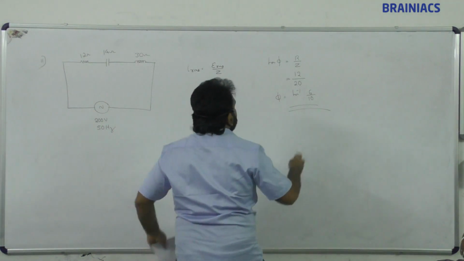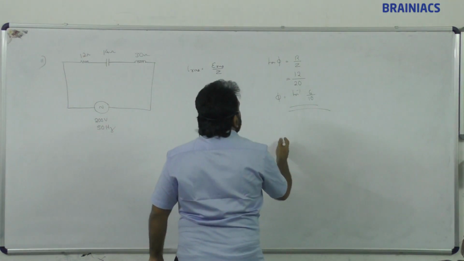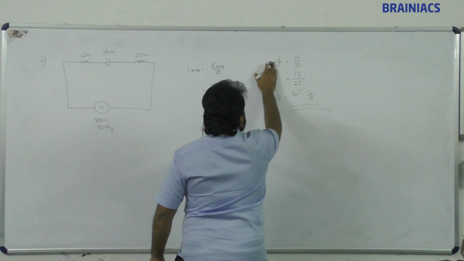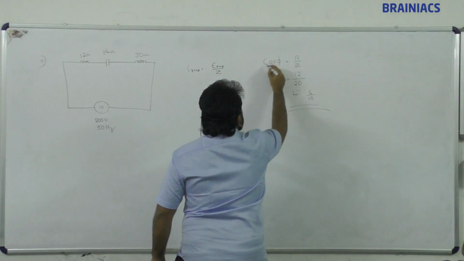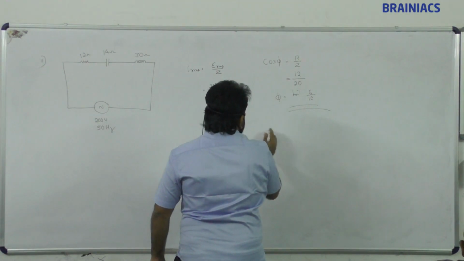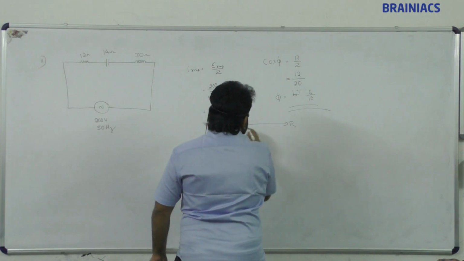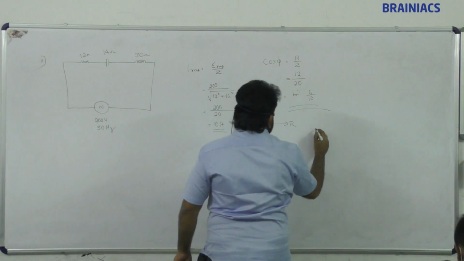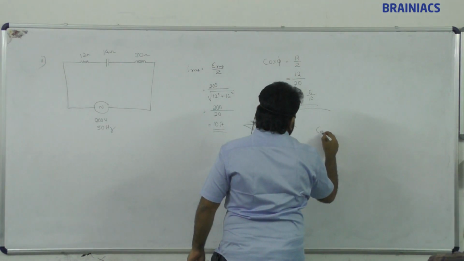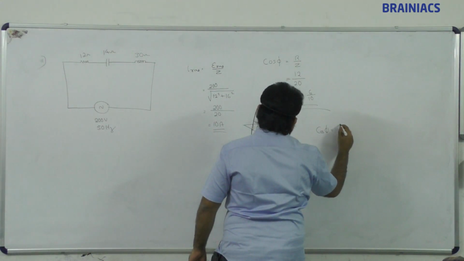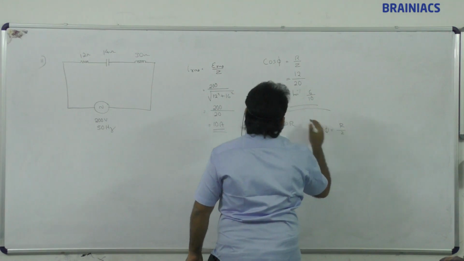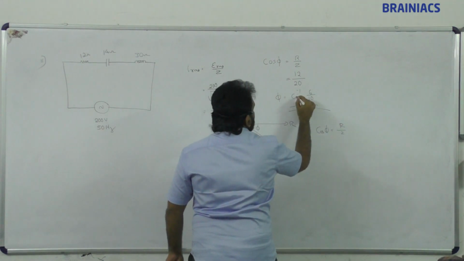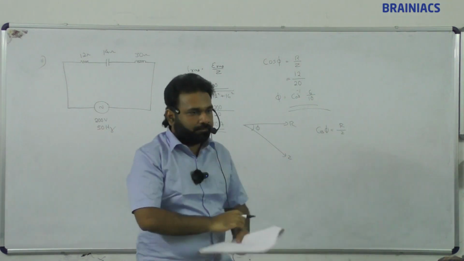Tan phi. How is it R by Z, cos phi? It is cos phi only. See, this is R, this is going to be Z, this is phi. So cos phi is R by Z. So this is cos.